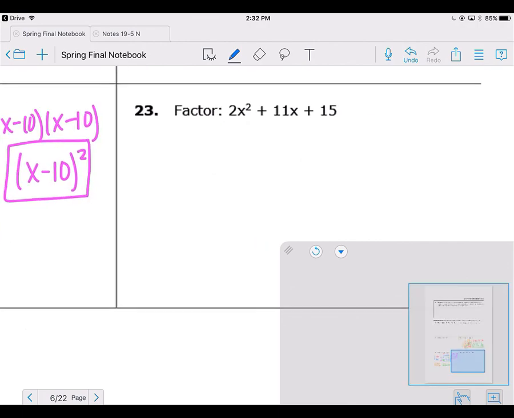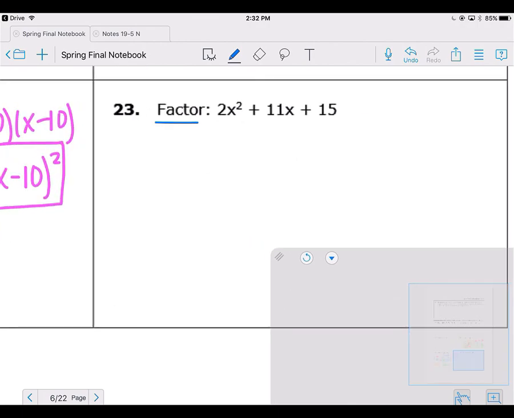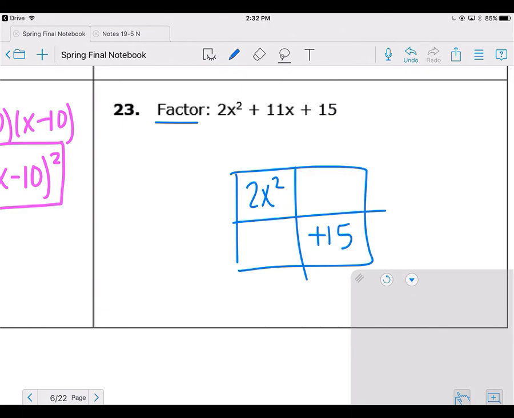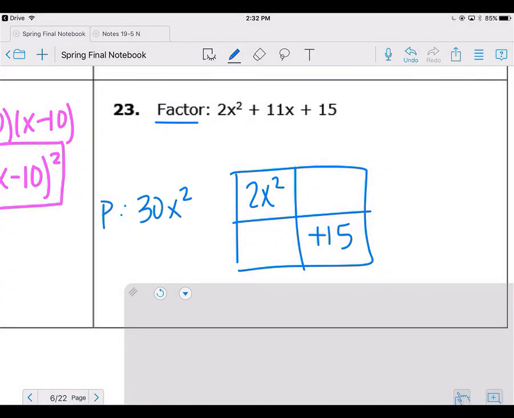Problem 23, we're going to do the same thing. We're asked to factor, so we fill in the box. My first term is 2x squared. My last term is 15. I multiply them together for my product, which is 30x squared. 2x squared times 15 is 30x squared. My sum is 11x.